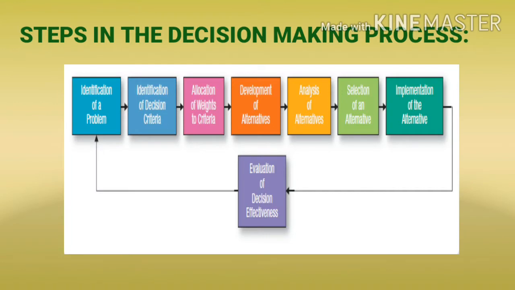Steps in the decision making process. The decision making process consists of 8 steps. They are the identification of a problem, identification of decision criteria, allocation of weights to criteria, development of alternatives, analysis of alternatives, selection of an alternative, implementation of the alternative, and evaluation of decision effectiveness.